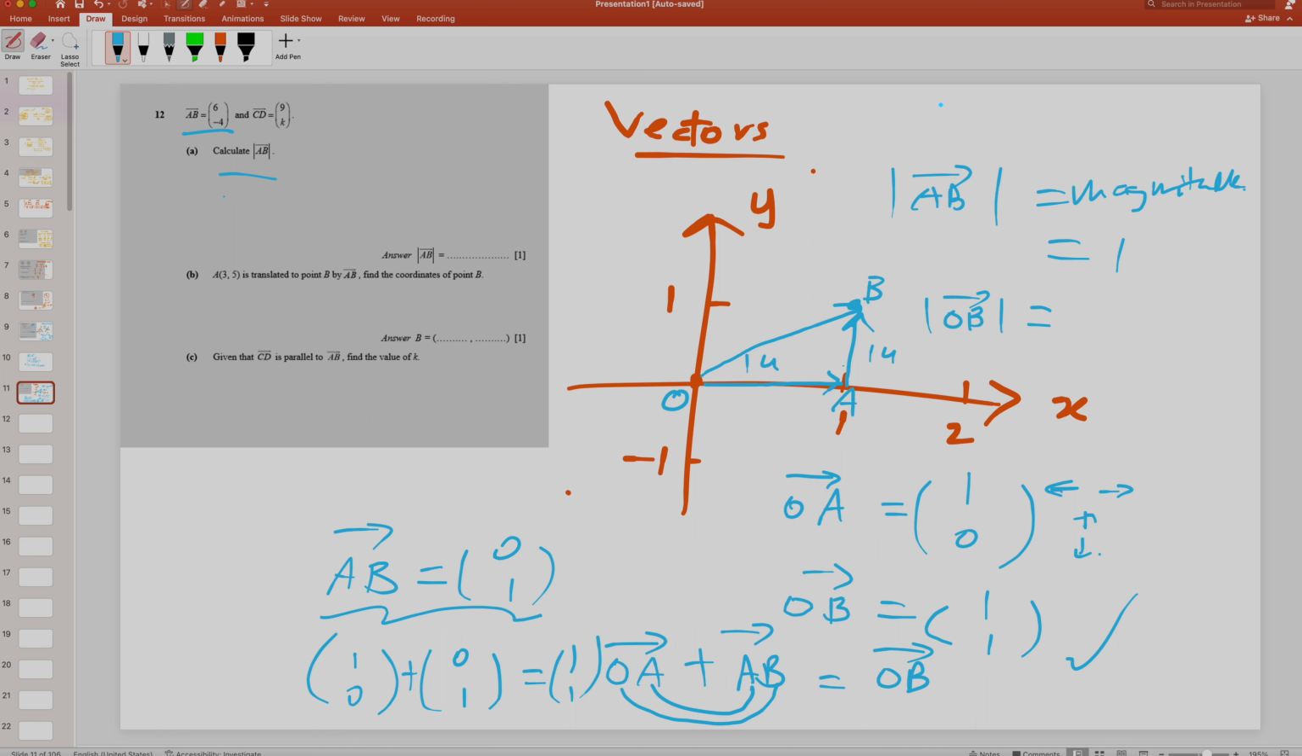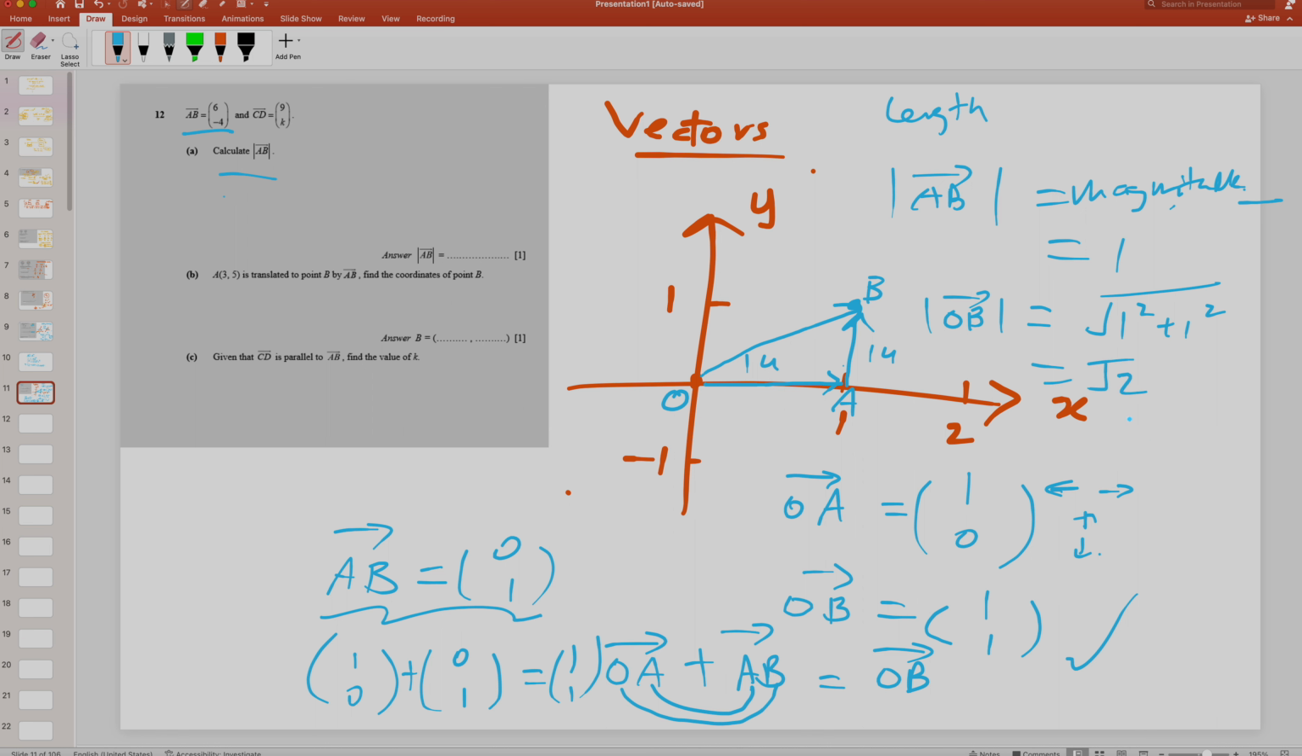If they want the magnitude, it means they want the length, because this is the arrow. You need to use the correct word for it. You cannot use size here, because it's the length of the arrow. So the length of this OB is given by 1 square plus 1 square, so it's square root 2.